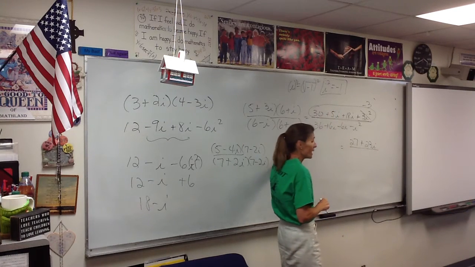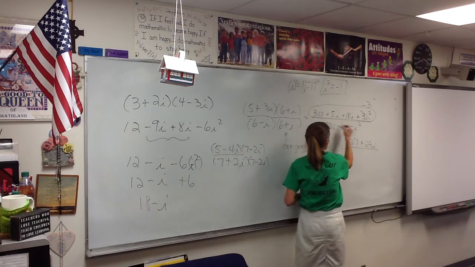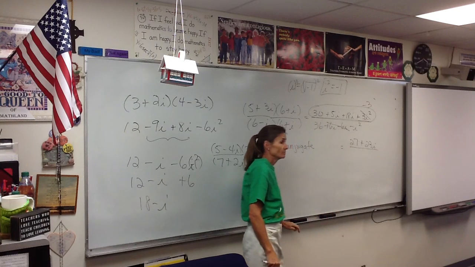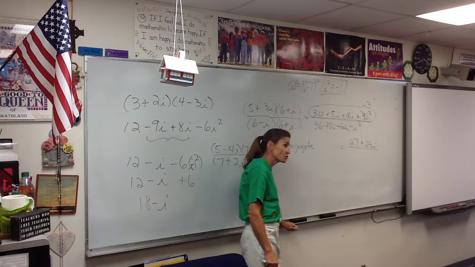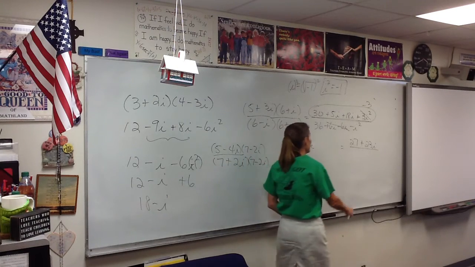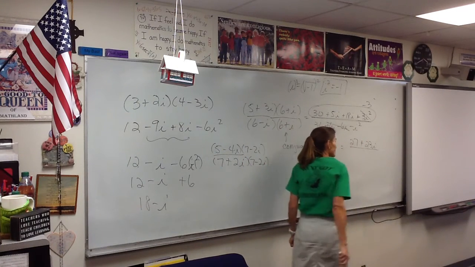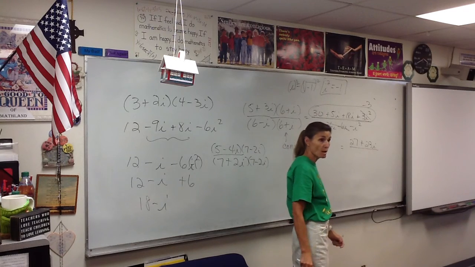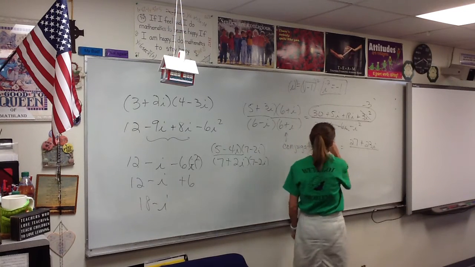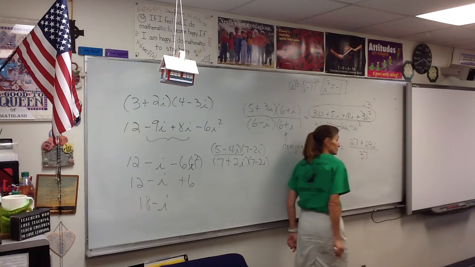Now what happens on the bottom? These go away, right? That's the beauty of the conjugate. It gets rid of the i's. What about negative i squared? Plus 1. So on the bottom I have 37.